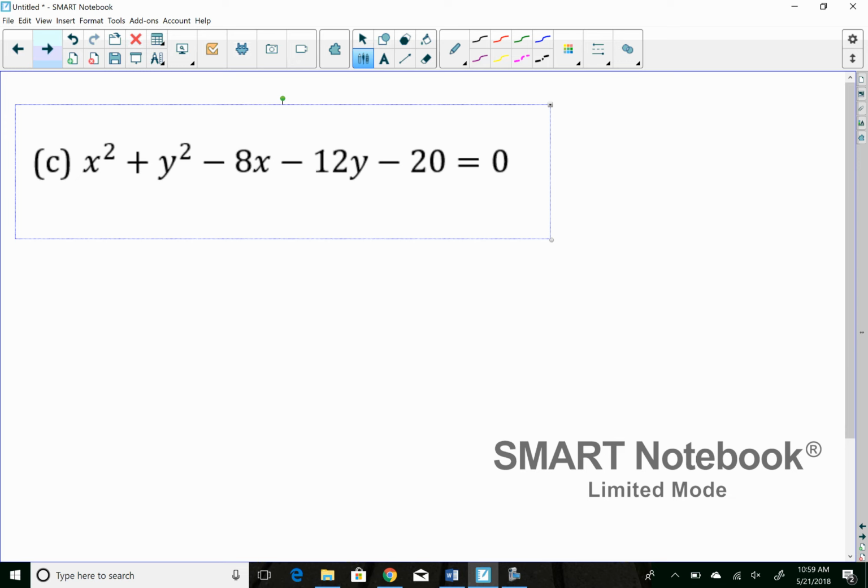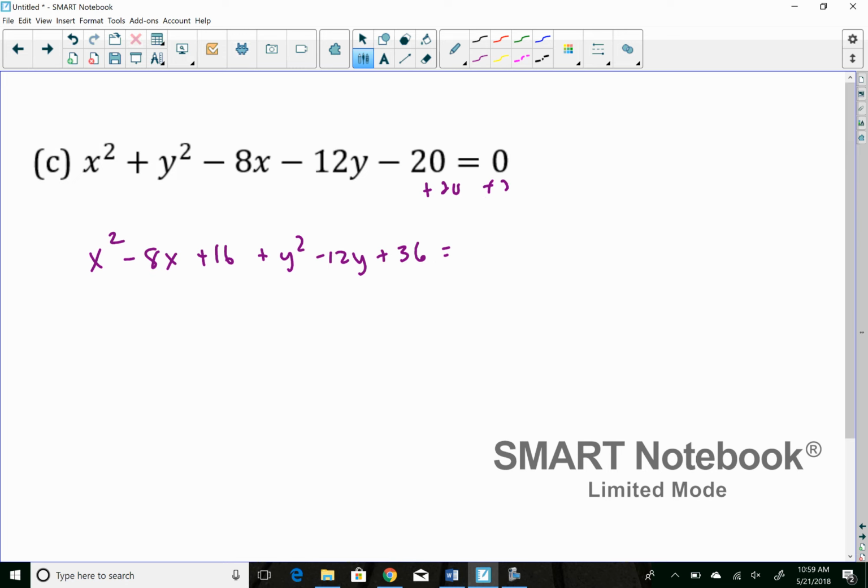Next one, same idea again. So I have my x terms. Half of 8 is 4, so that's going to be 4 squared, so 16. My y terms, half of 12 is 6. 6 squared is 36. Move the 20 to the other side. So I have 20 plus 16 plus 36.